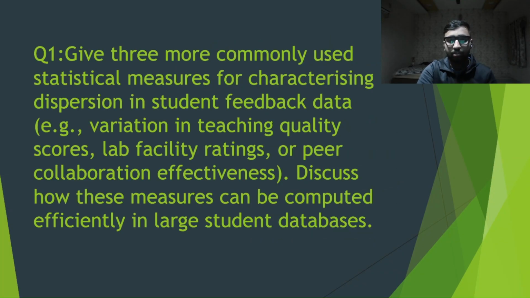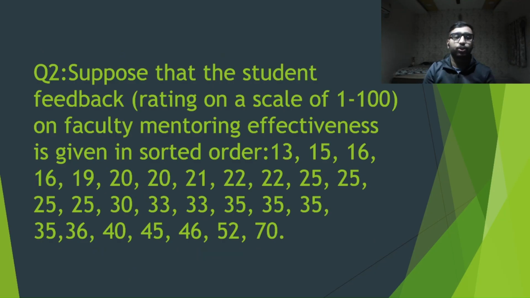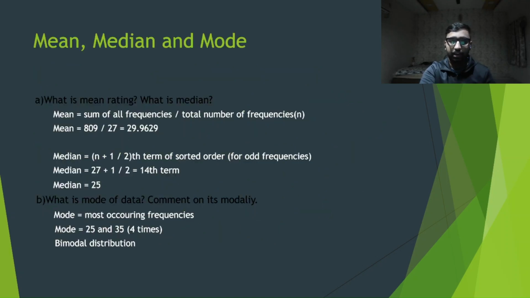Let's start. So this is the question which we solved in last part. The question for today is, suppose that the student feedback rating on a scale 1 to 100 on faculty mentoring effectiveness is given in sorted order, and then we are given data in sorted order from 13 to 70. There are total 27 frequencies in this data. Now let's see what the questions are.